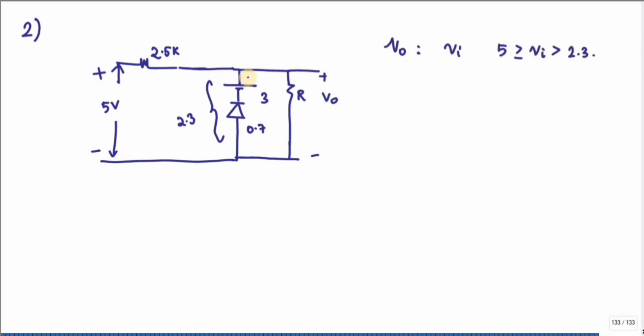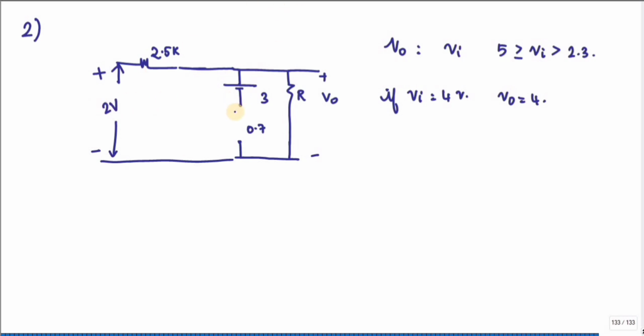Okay, so V naught is equal to VA when VA is greater than 2.3, up to 5 volt, since I am giving 5 volt as input. Whenever it is 2 volt, you can see this will be short circuited. Okay, so it will be a 2.3 volt.